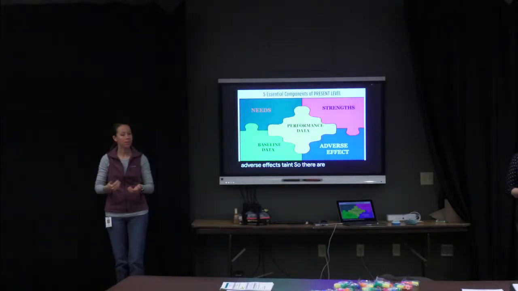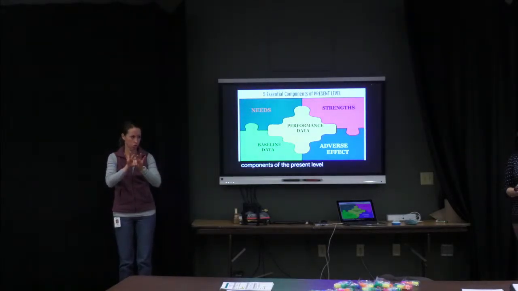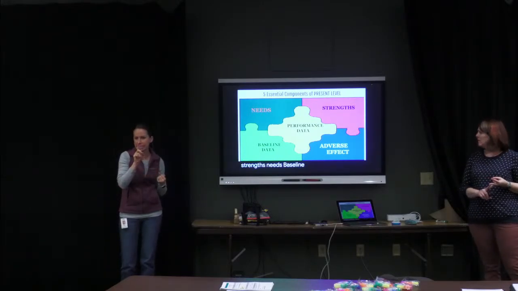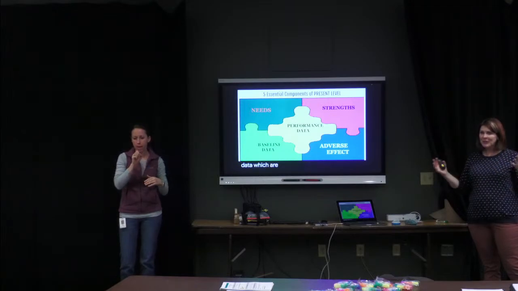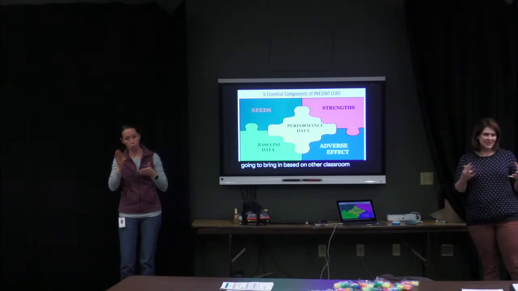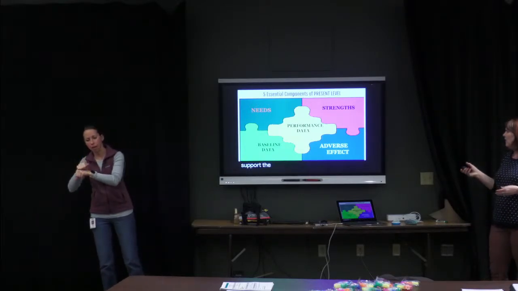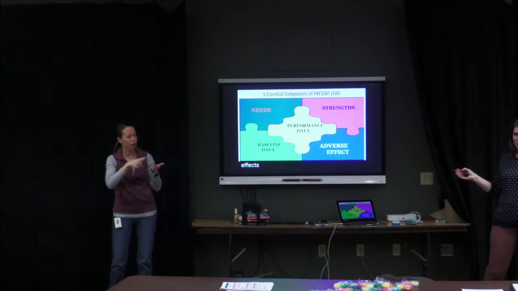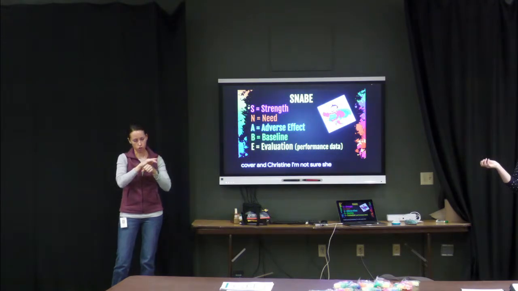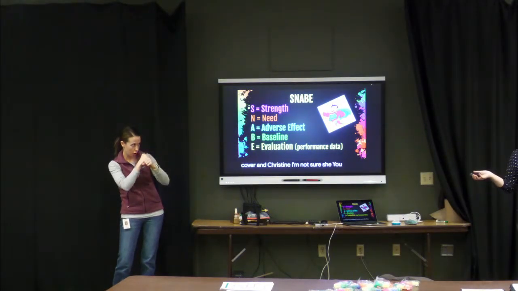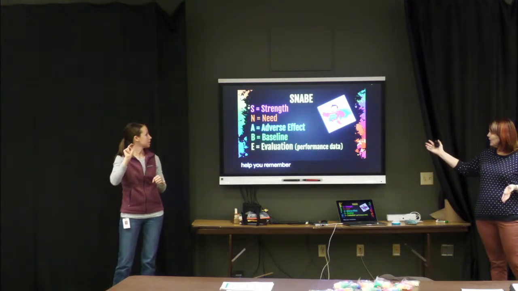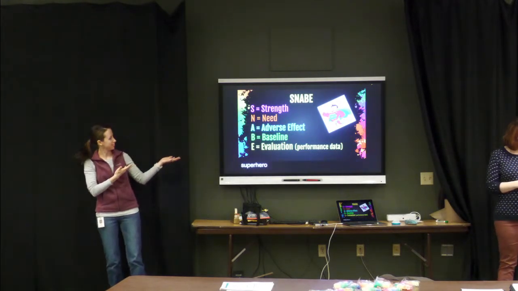So there are 5 essential components of the present level. We start with strengths, needs, baseline data, the performance data, which are other pieces of data that we're going to bring in based on other classroom assignments, just anything that's going to help support the student, and then the adverse effect. So those are the pieces that we want to cover. And Christina, I'm not sure if she made this acronym. You did? I did, yeah. Okay, so she has created the acronym SNABE to help you remember it, and she has a little SNABE superhero.